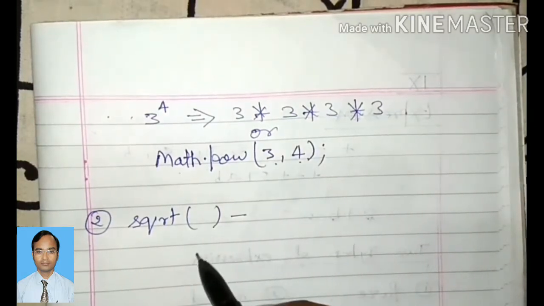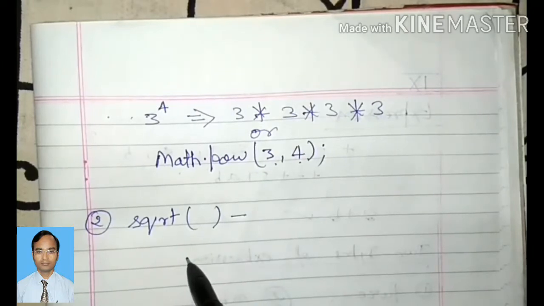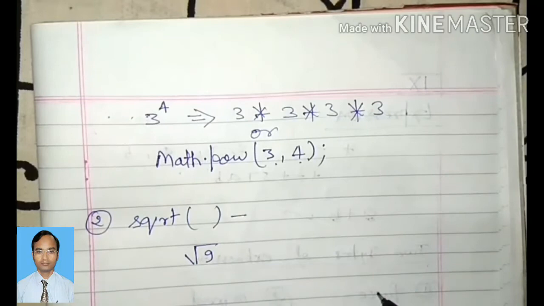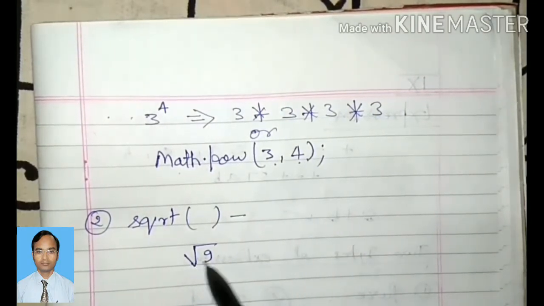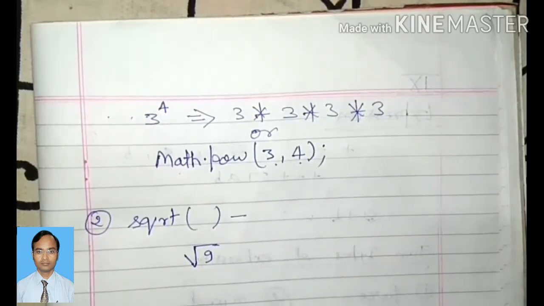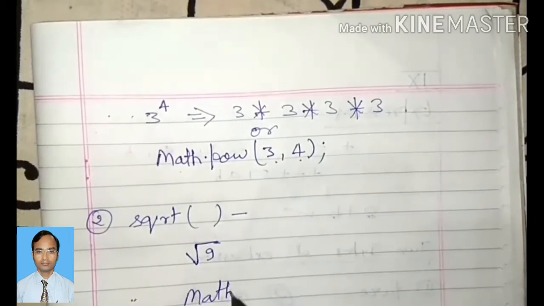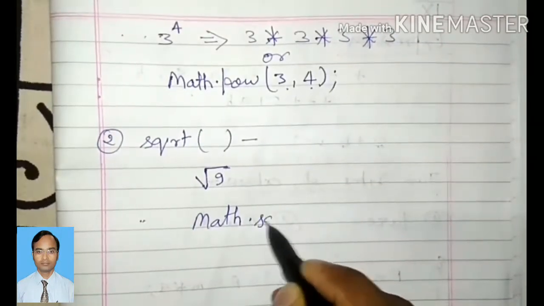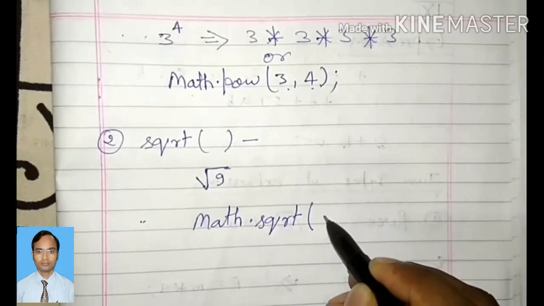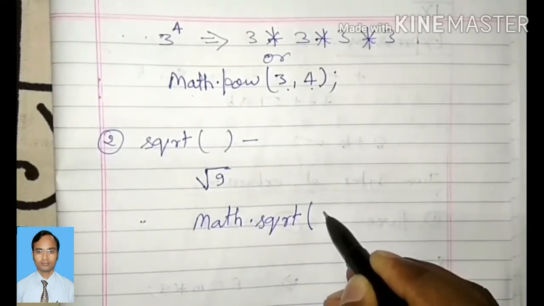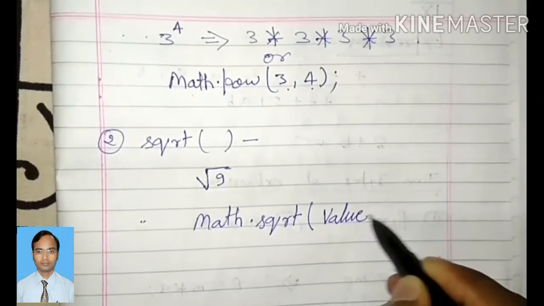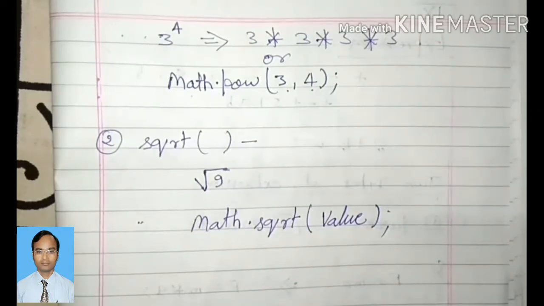Okay, for example, suppose I want to calculate under root 9. According to mathematics, you know very well, under root 9 will return 3. But how can you calculate this under root? You cannot write under root in a Java expression, in the Java programming language. So Java gives us a class, the math class, and if we want to calculate this, then we can use math dot sqrt and within brackets your value. Okay, you can write the value here.